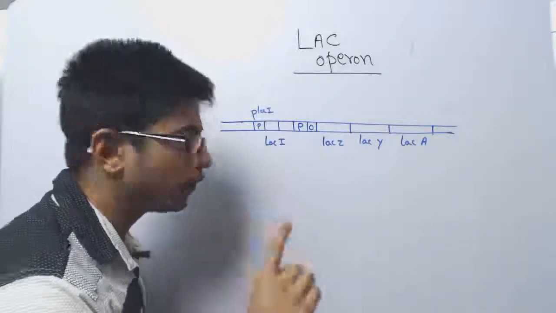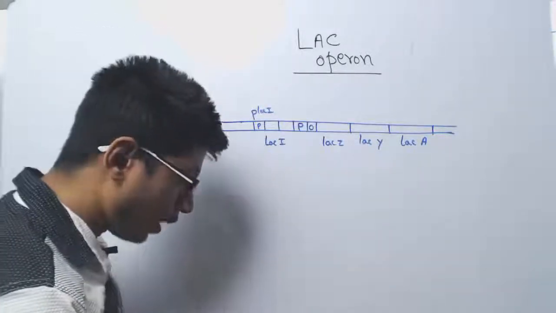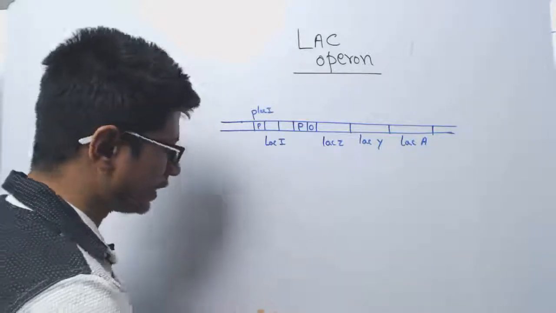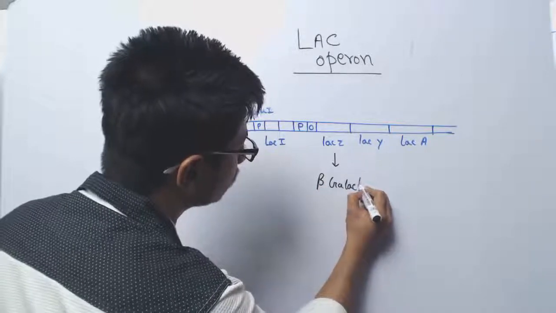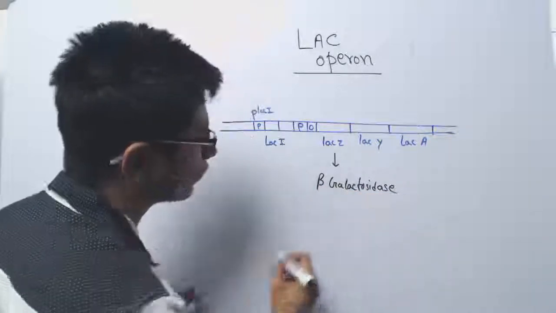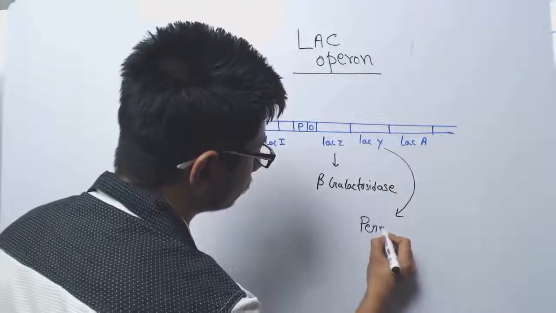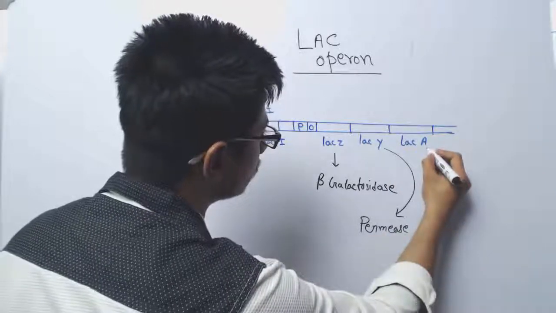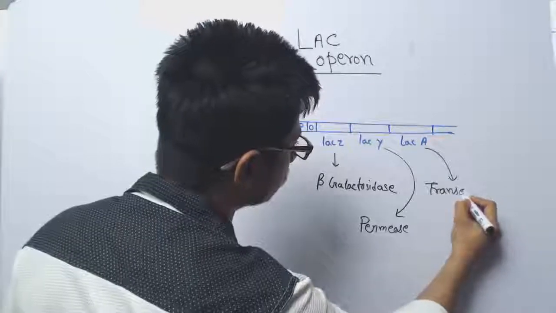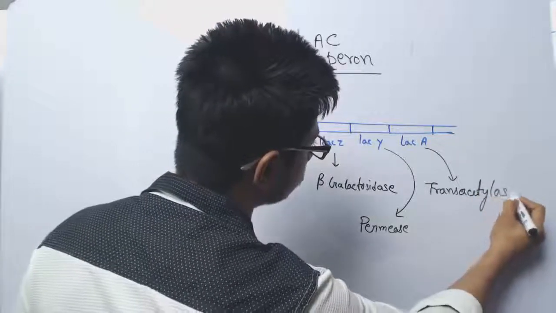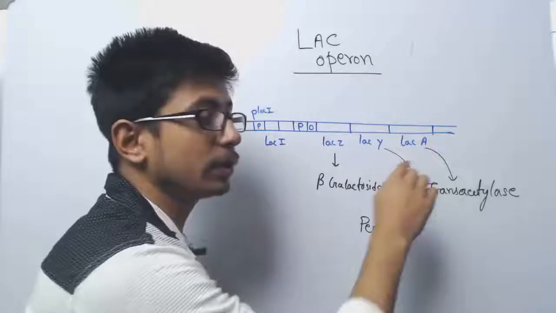The ultimate goal for the prokaryotic cell is to produce three protein products from these three genes. What are those products? For example, here lac Z produces beta galactosidase enzyme, lac Y produces permease enzyme, and lac A produces transacetylase enzyme. These are the three proteins that these three genes will code for.